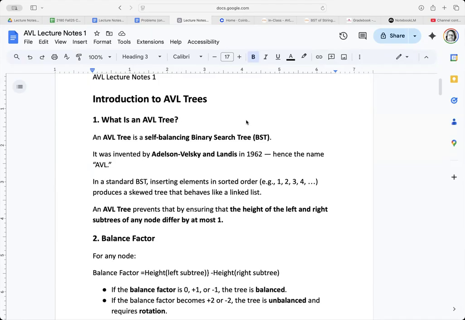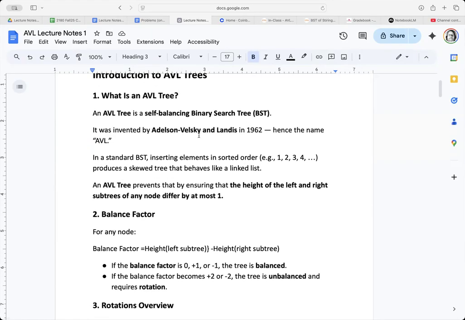An AVL tree is a self-balancing tree. We had a question in lab yesterday about why that's important, and we'll see an example toward the bottom here of why that is. The AVL tree was invented in 1962 by Adelson-Velsky and Landis, which is why it's called the AVL.